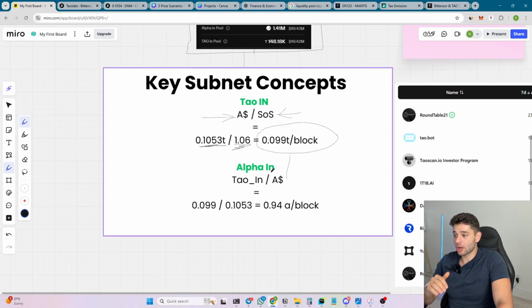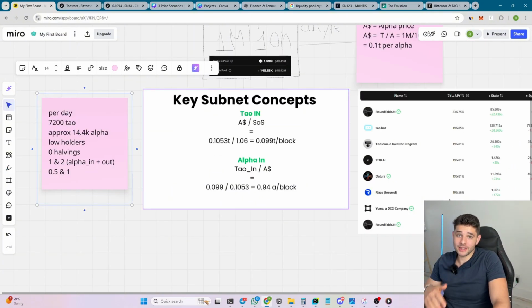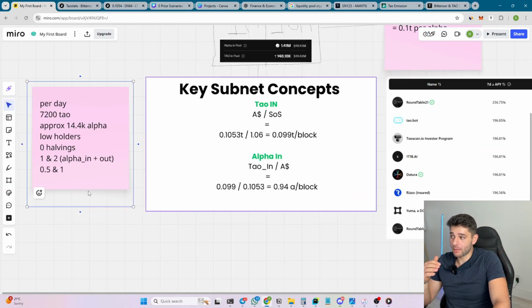Then you have something called alpha in. So you take that value here, tau in, and you divide it by the subnet's alpha price. When you divide these two numbers, you get 0.94. So what this means is that every 12 seconds, Chutes gets 0.94 alpha injected into its subnet liquidity pool as well. With that being said, this is exactly where the money's coming from.